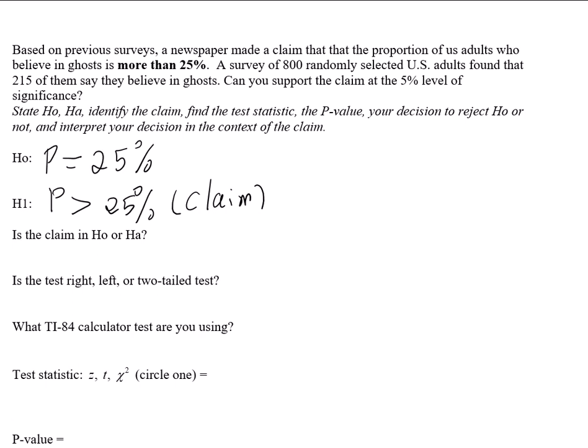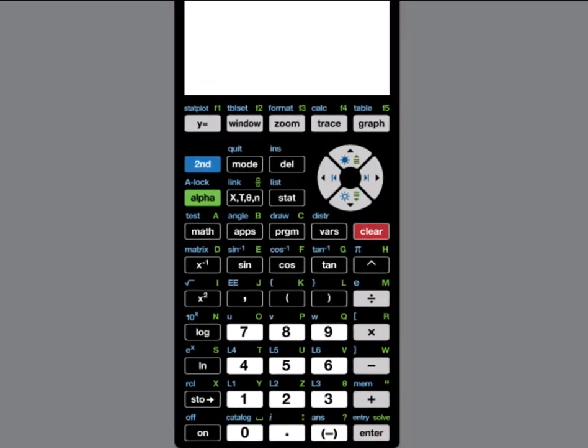He gave us the sample size, which is n, 800. He gave us the number of successes, the number who said that they believe in ghosts, which is 215. And he gave us the level of significance, which is 5%, 0.05. That's all we need to perform the test. Now I'm going to bring the calculator up and show you how we can perform this test.